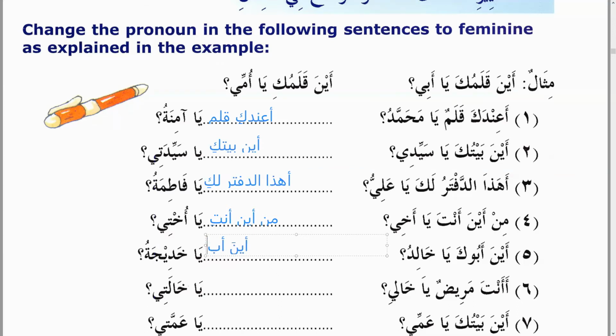Aina abu ki ya Khadijatu? Where's your father? Oh, we don't change the abu to ummu, yeah? Many people make that mistake. Where's your mother, oh Khadija? Right? No, we're talking about father. Instead of saying ka, we say ki.